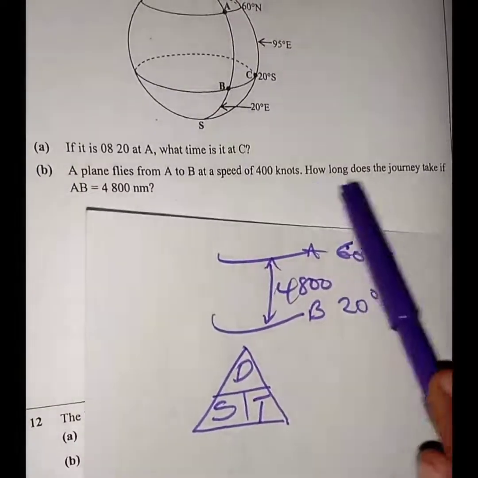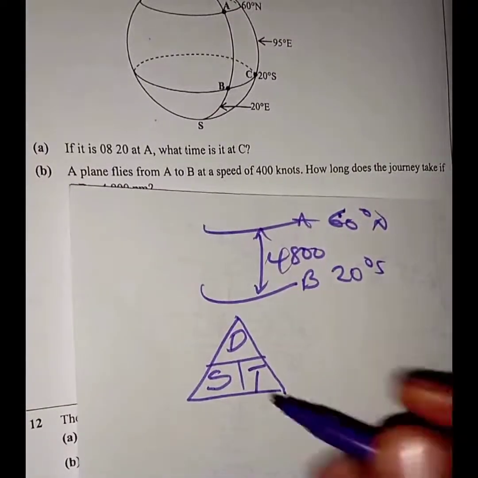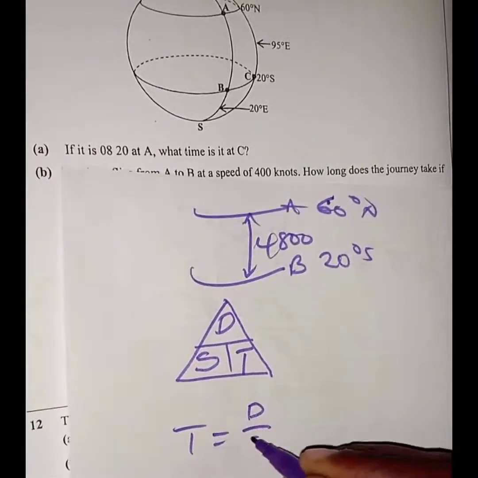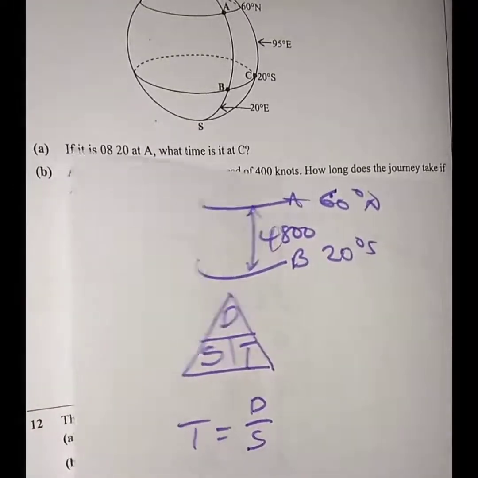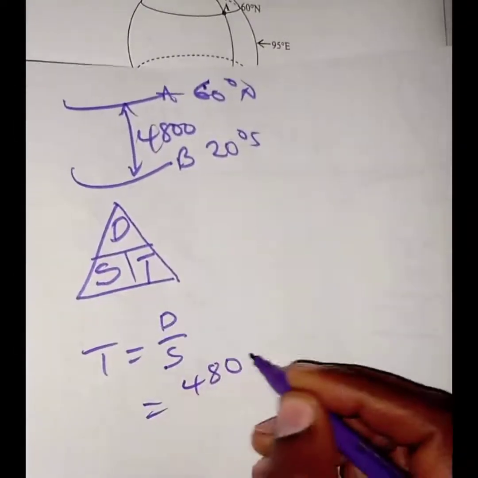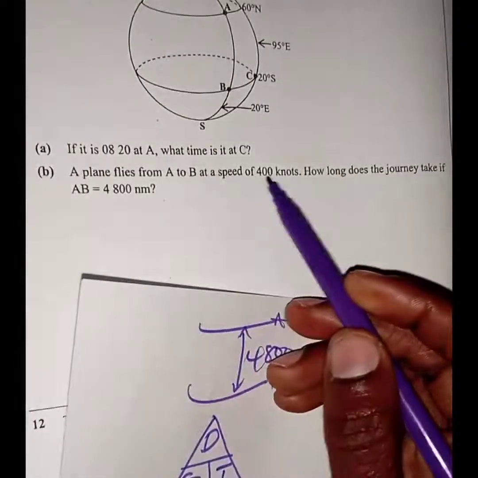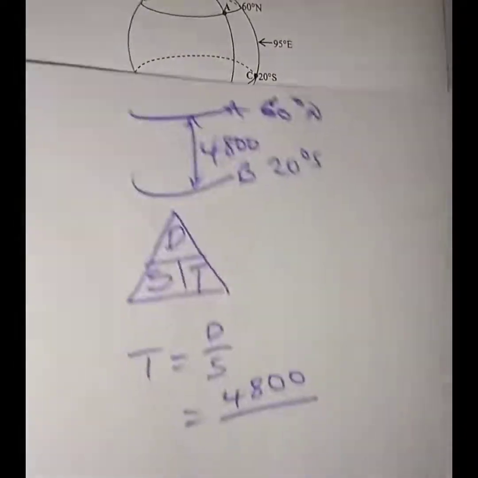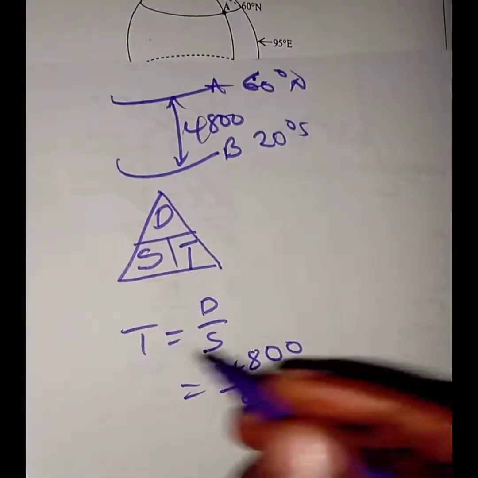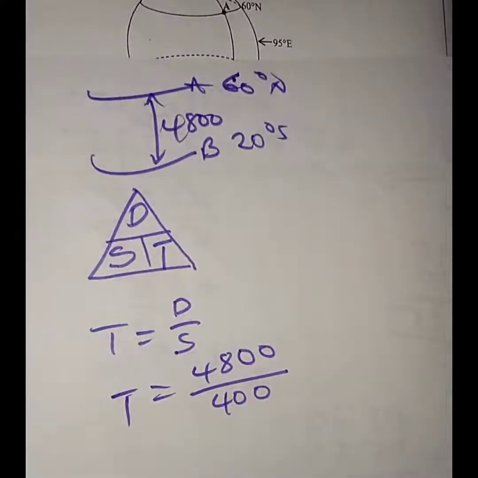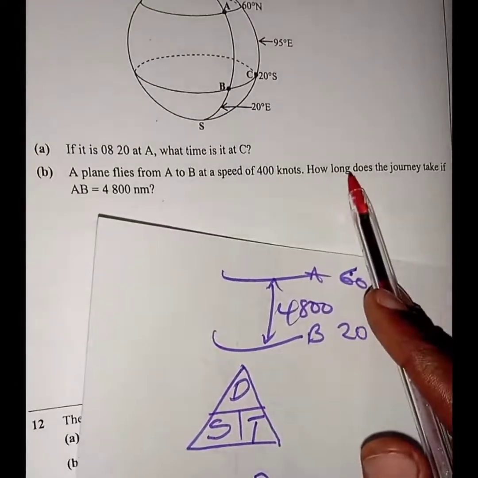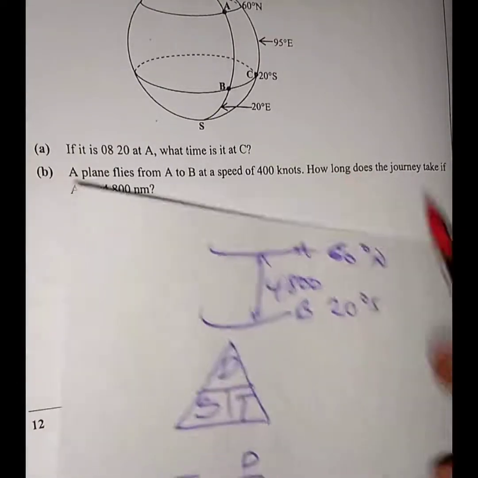They want us to find the time, so time is equal to distance over speed. Ask yourself, do you know the distance? Yes, it is 4,800. Do you know the speed? It is 400 knots. Now you need to reduce this. This is Paper 1. Mind you, 'how long' means time. If it was 'how far', it would mean distance.